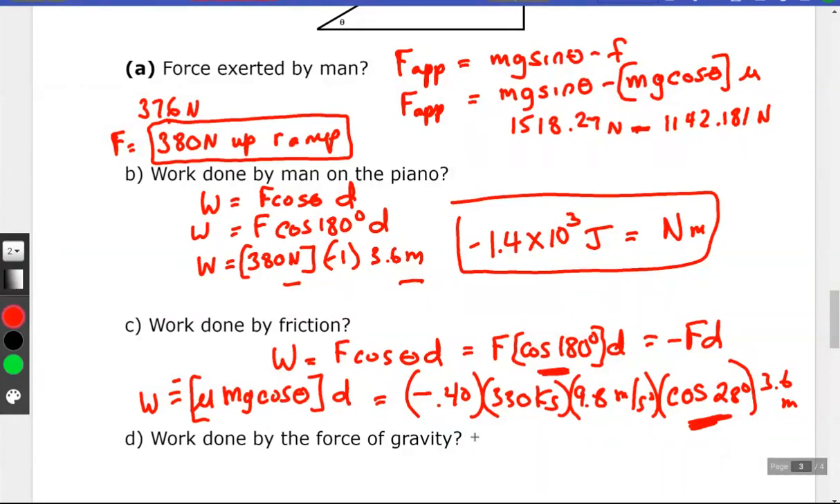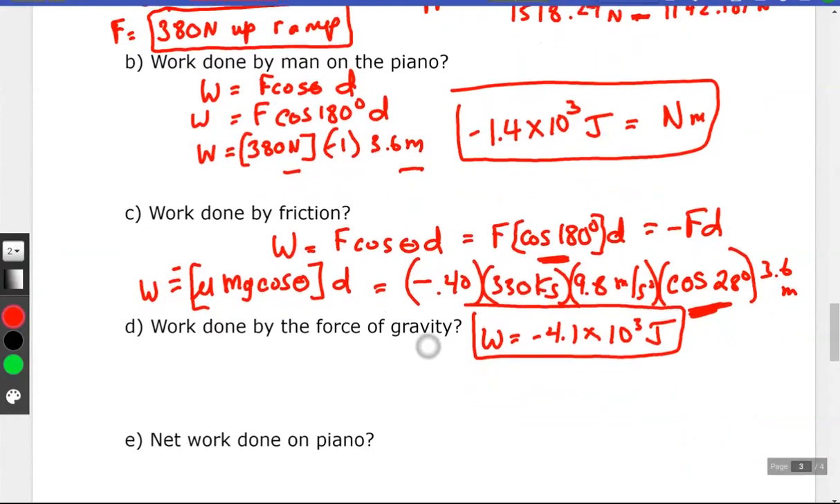and the work done by friction is a negative 4.1 times 10 to the third joules, remember, I'm using 9.8, or newtons times meter. It's negative work. It's work that's acting in the opposite direction of the displacement. The friction does work up the ramp. Now, this is getting pretty hairy.